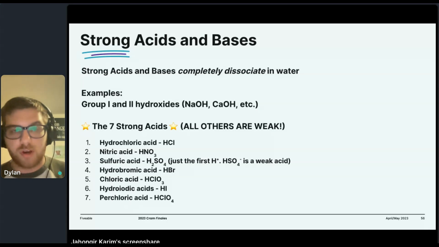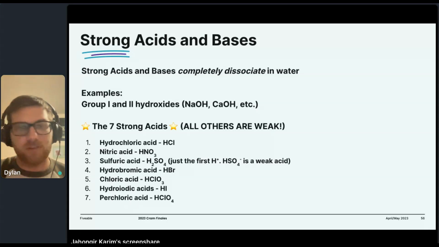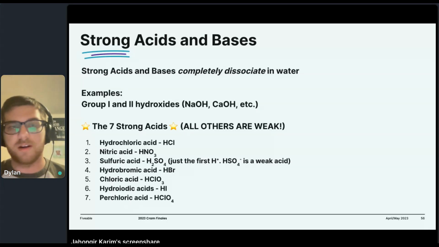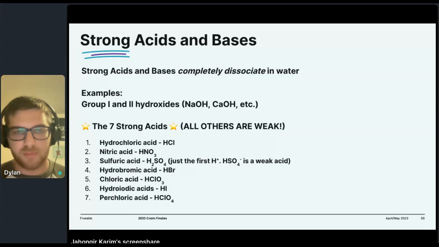The examples of strong bases are typically group 1 and 2 hydroxides. So sodium hydroxide, calcium hydroxide, anything from those groups. So potassium hydroxide, magnesium hydroxide, typically all of those are strong bases.